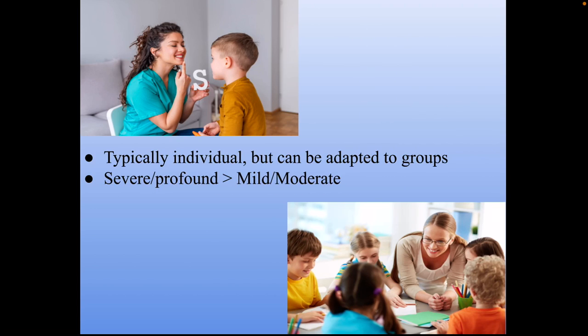This is typically individual, but it can be adapted to groups. Usually it's adapted to groups when the patient has gone from severe to profound speech to mild or moderate. At that point, oftentimes they could be considered fit for group therapy and stuff like this because they're a bit more intelligible.